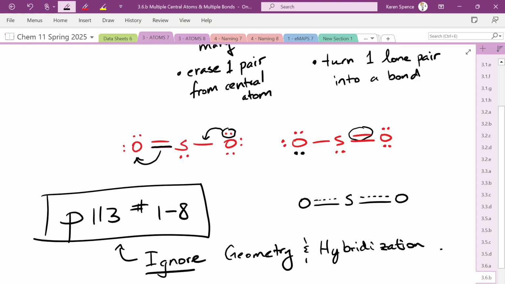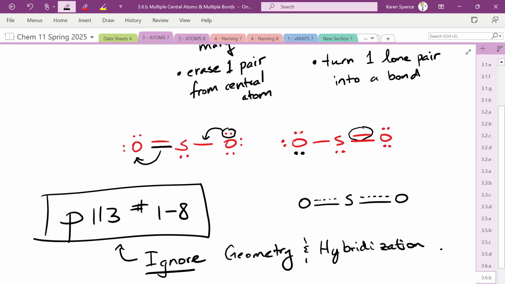So step 5 is when they don't match. If you count and check, and they're the same, you're gonna go to step 6, check and see if there's an island. If there's too many, you're gonna go to step 5. Erase lone pairs, turn them into bonding pairs. Keep this number the same. If there's 1 pair, you'll erase 1 pair and take 1 pair and turn it. Okay.